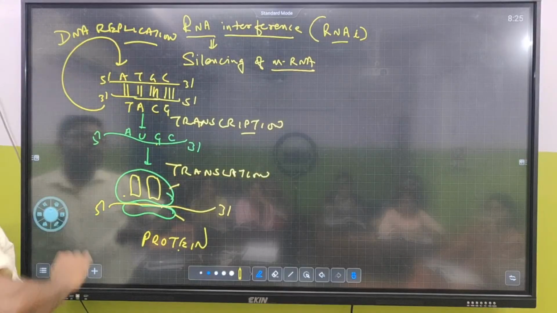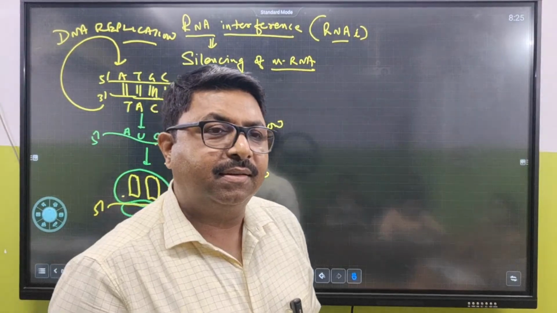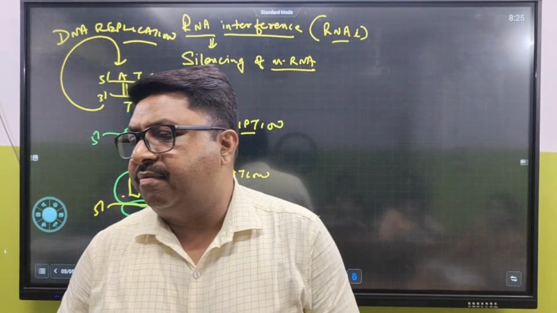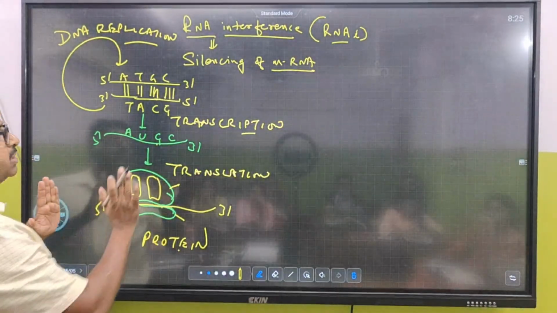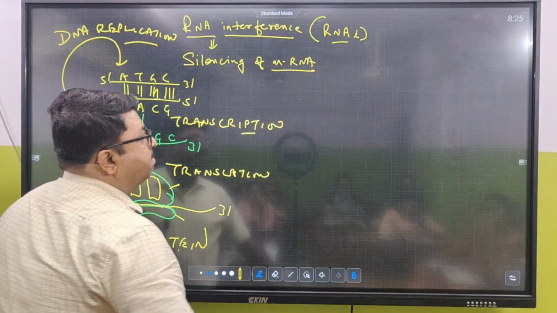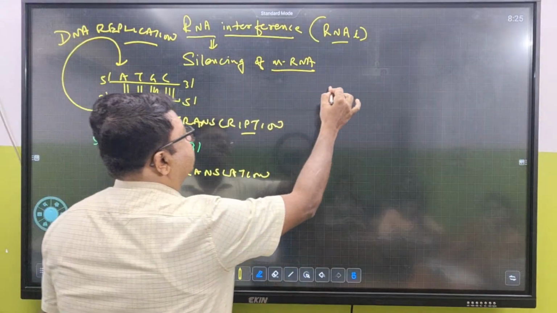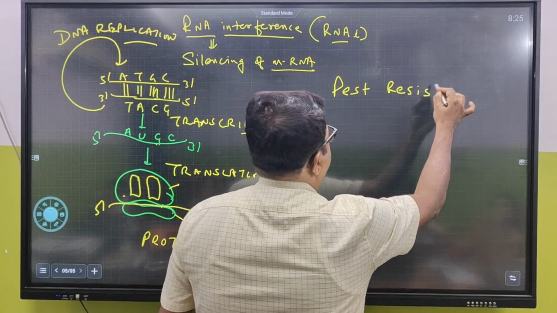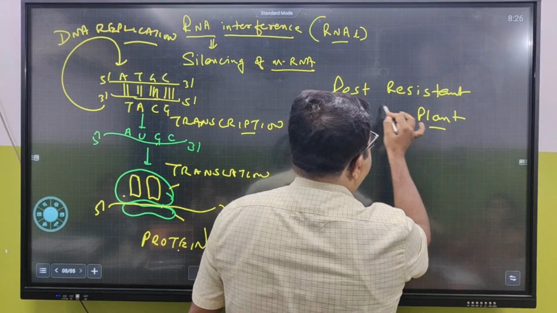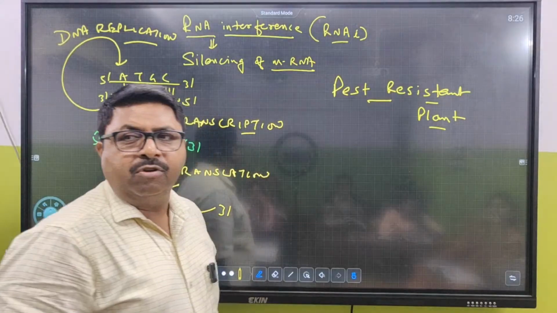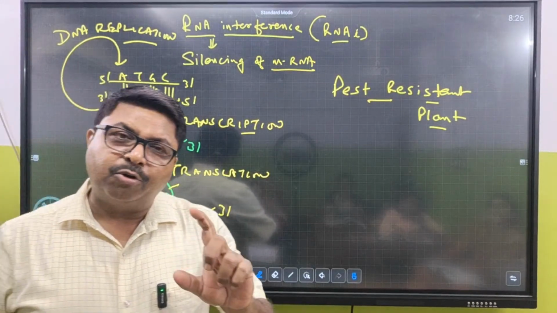It was given by Francis Crick. Okay. Now, the purpose of RNA interference: making pest-resistant plants. See what is written over there? Pest-resistant plant. Let me first give you a basic idea, then we are going to go in depth of it.